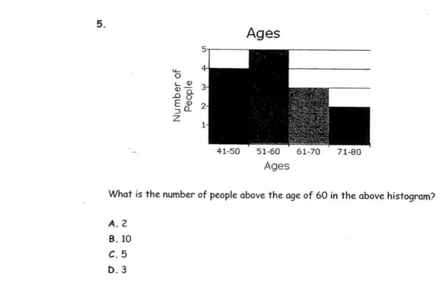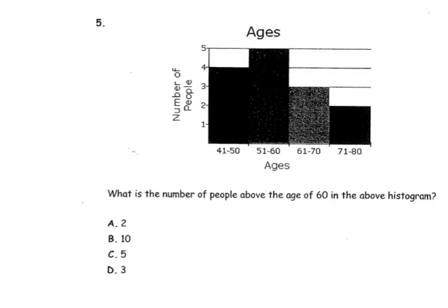So I've got this graph that's showing ages and the number of people. I don't know specifically what data it's representing, but the question is, what is the number of people above the age of 60 in the above histogram? How many people in this histogram are above 60, Cam? How'd you come up with 5? So 61 to 70, there's 3, and then 71 to 80, there's 2, and those are all above 60. Good. So these last two bars are representing people above 60. So he combined how many total data points were in each of those. Okay, good. Nice job.